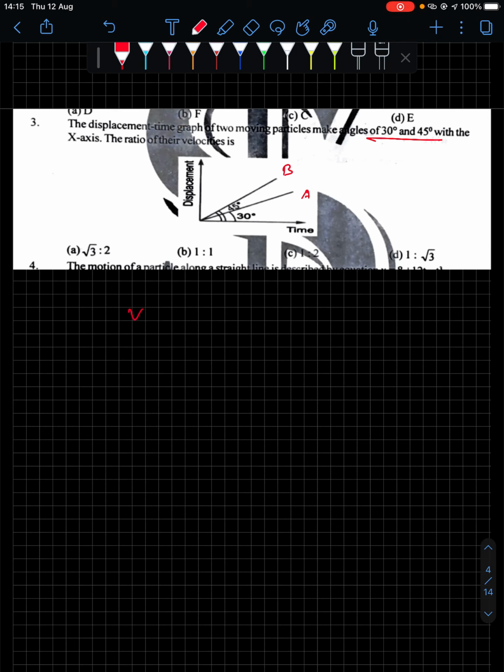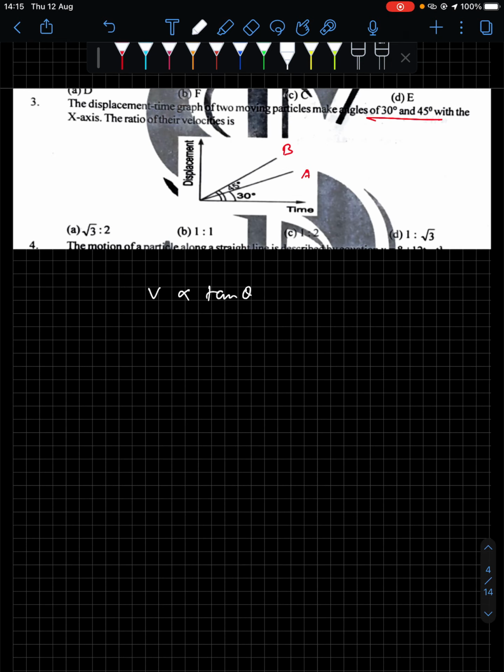So we know that for a displacement time graph, velocity is proportional to tan theta. Okay, so v1 by v2 is tan 30 for the first body, tan 45 for the second body. Tan 30 is 1 by root over 3, tan 45 is 1, therefore 1 by root over 3 is your answer, option number D.